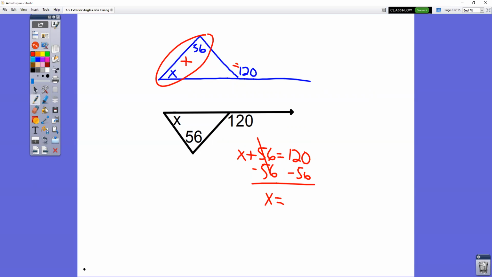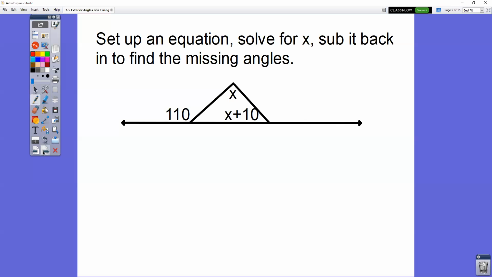So you get that x equals 60. X equals 64. So always make sure that your answer makes sense. 64 plus 56 does give us 120. So that was the first kind of question that you're going to have.